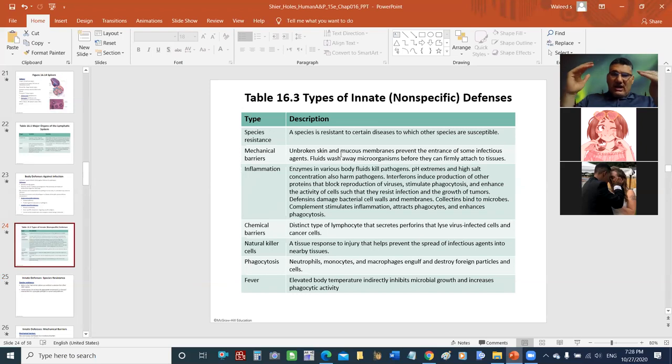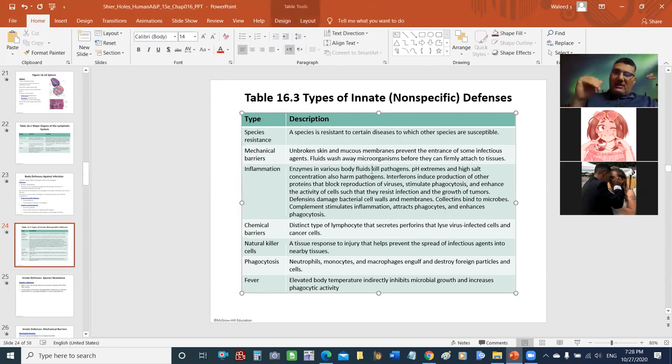If you pass this, you have the second line, which is still non-specific, but we call it the second line. What also is non-specific after the mechanical barrier? So you already passed it. You already went through the mechanical barrier. What's your second line? Still non-specific. Inflammation is one.